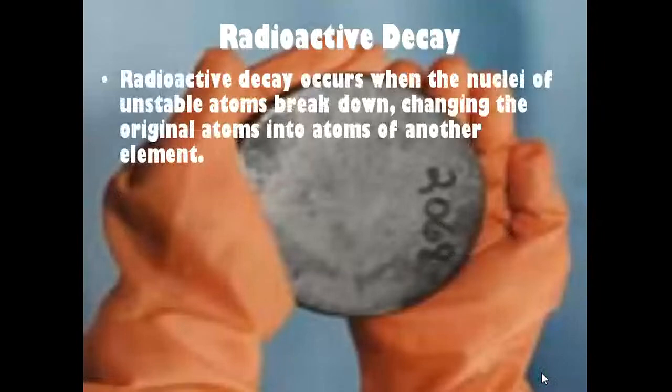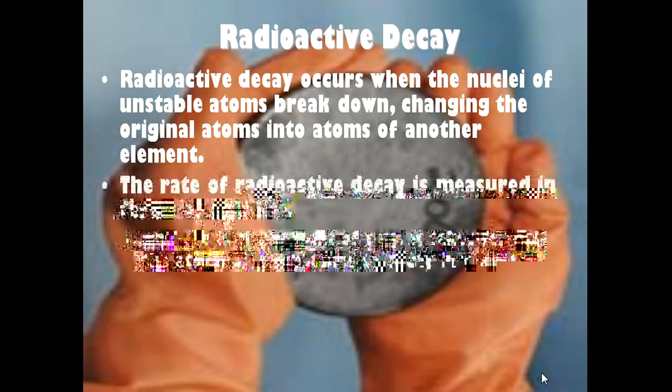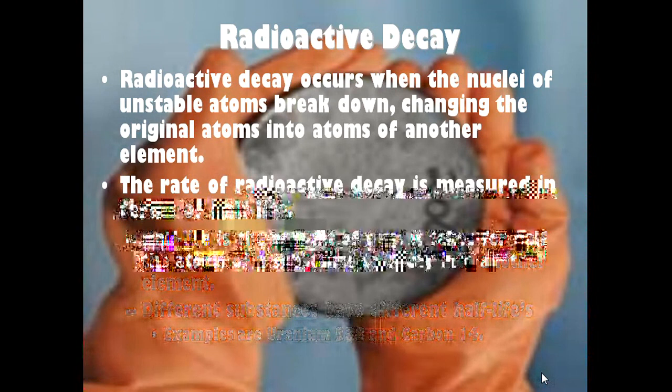Radioactive decay. Radioactive decay occurs when the nuclei of unstable atoms break down, changing the original atoms into atoms of another element. The rate of radioactive decay is measured in terms of half-life. Half-life is the amount of time it takes for half the atoms of a substance to decay into another element. Different substances have different half-lives. Examples are uranium-238 and carbon-14.